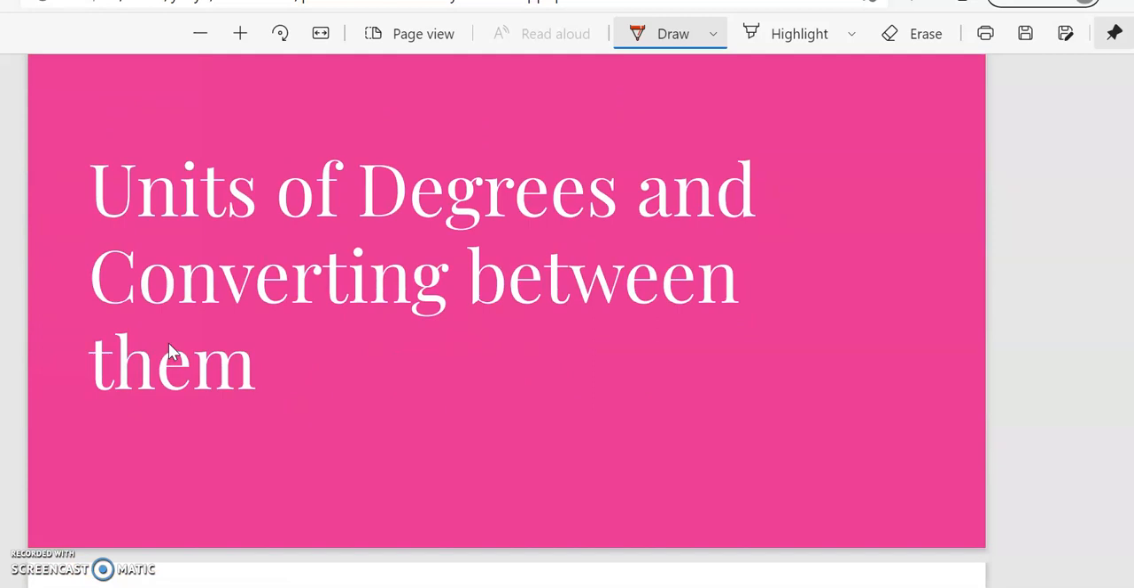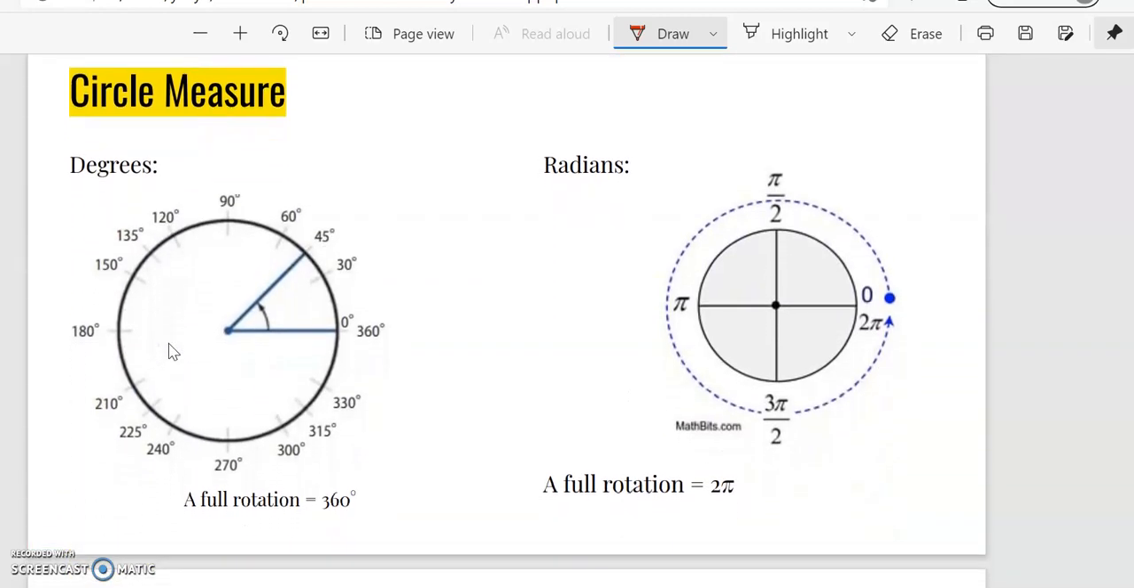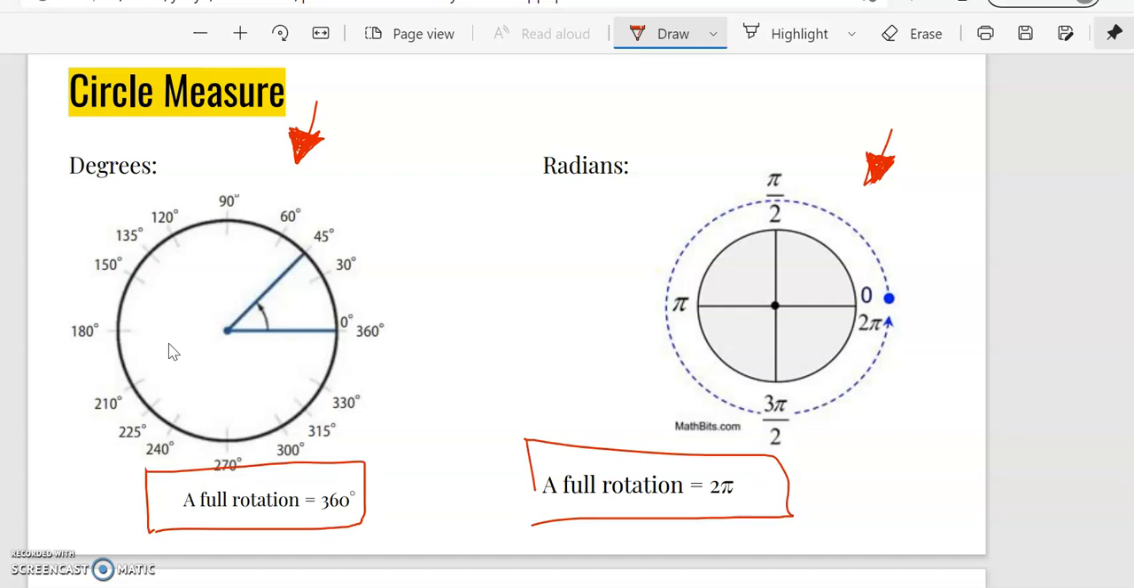All right, so now we're going to convert between units and degrees. And remember, I told you that there's two ways to represent angle measures in a circle. You can measure them using degrees, which a circle goes from, any angle goes from 0 to 360. Or you can use what is called radians. And it's very important to memorize this piece right here, which is that a full rotation in degrees will give you 360 degrees, and a full rotation in radians will give you 2 pi.